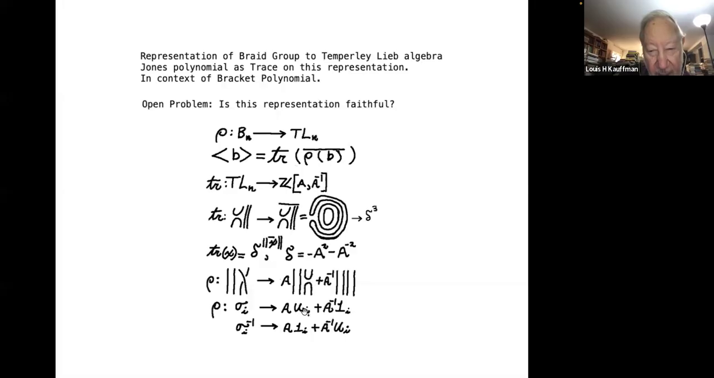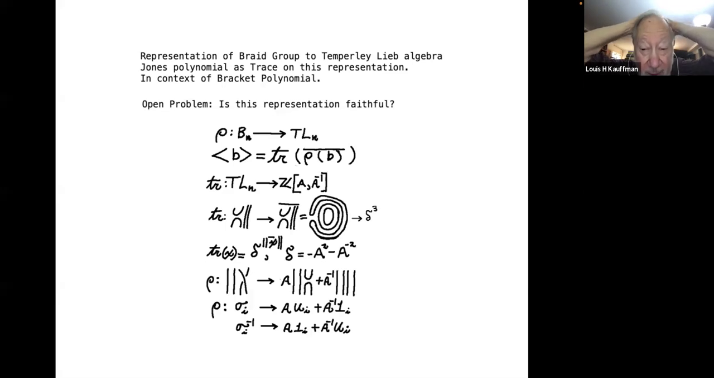So he understood that if he tried to do a linear combination in that form, he could adjust the coefficients in such a way that he got a representation of the braid group. This is a correct adjustment of coefficients. If you take A and A inverse like I just did, and the value of the loop to be minus A squared minus A to the minus 2, you can verify you have a representation of the braid group.